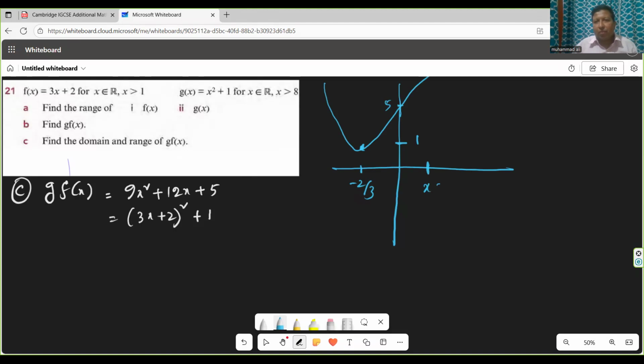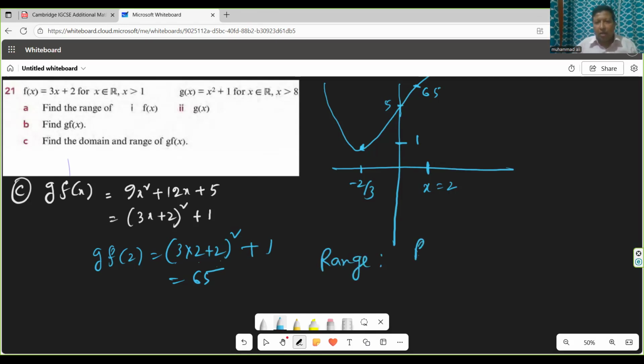So when you put x value 2, what happened? gf(2) will be 3 into 2 plus 2, whole squared, plus 1. 3 twos are 6, 6 plus 2 is 8, 8 squared is 64, plus 1 is 65. So when you put x value 2, it will be 65. We have to put all values greater than 2. So the range: gf(x) belongs to real numbers and gf(x) is greater than 65.